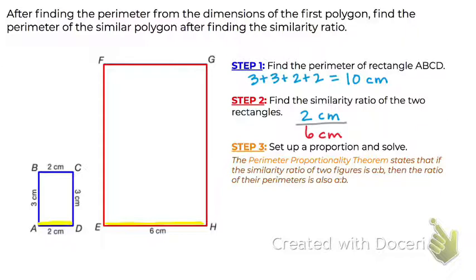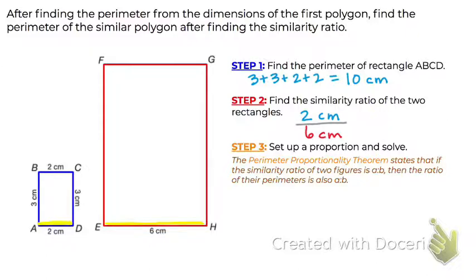You could also put it like this, or say 2 to 6. All three of these methods are okay in writing a ratio. The reason I want to set it up as a fraction, though, is because I know I'm going to use this ratio to set up a proportion, which are two fractions that are equal to each other.